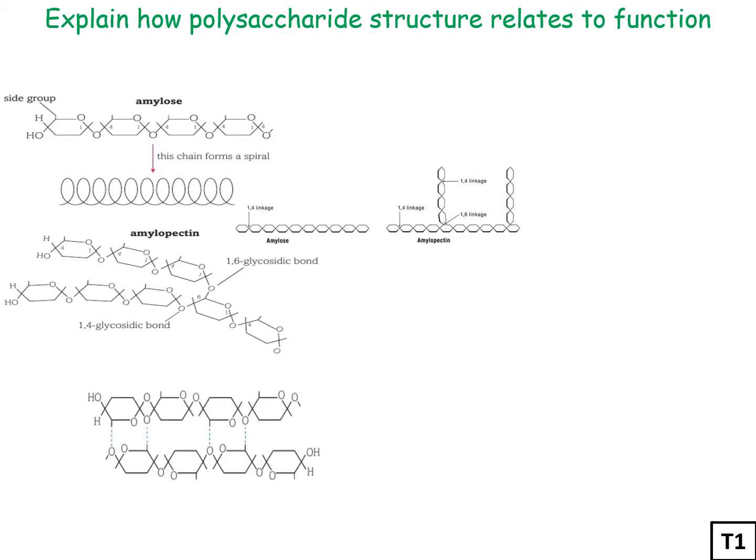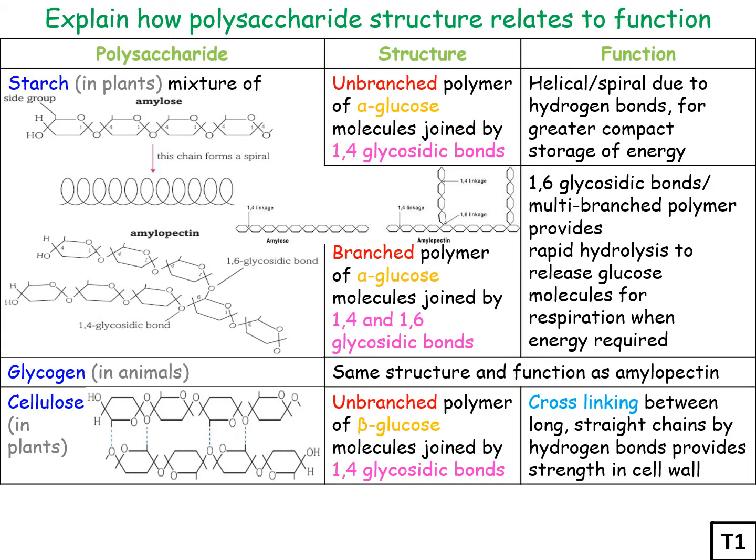Here's another example of another polysaccharide, but here the polysaccharides are forming cross links with each other through hydrogen bonds. So the different types of polysaccharides you need to know about are starch, which is a mixture of the amylose and amylopectin. Then we've also got glycogen, which is found in animals, and cellulose in plants.